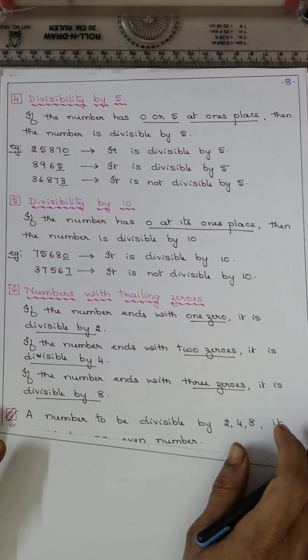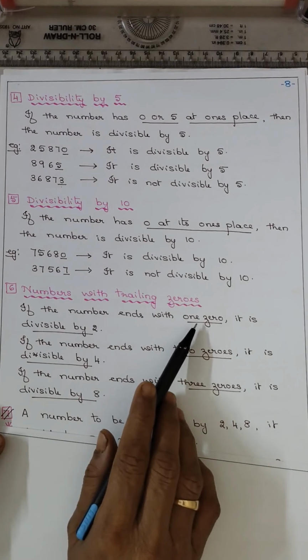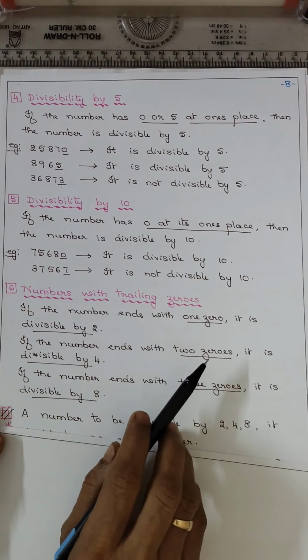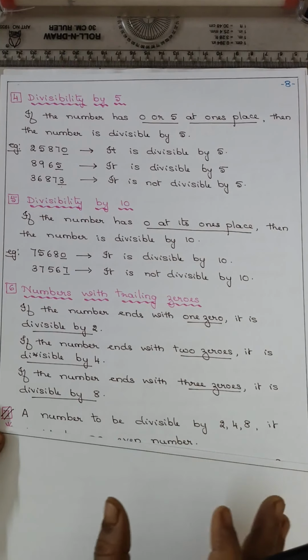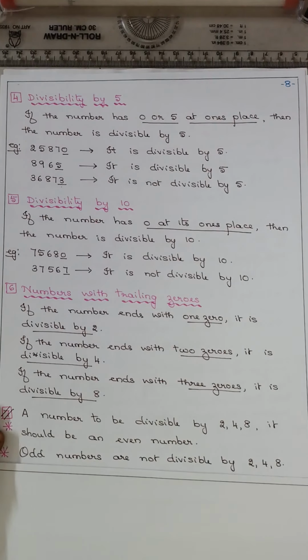So for any number to be divisible by 2, it has to be ending with 1 zero. For 4, it needs 2 zeros, ending with 2 zeros. For 8, it should have the last 3 zeros, then only it is divisible by 8. It depends upon the number of zeros. Okay, so it depends on how many zeros the number is ending with.